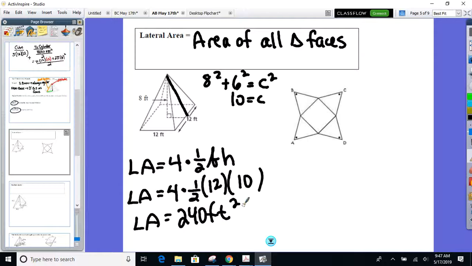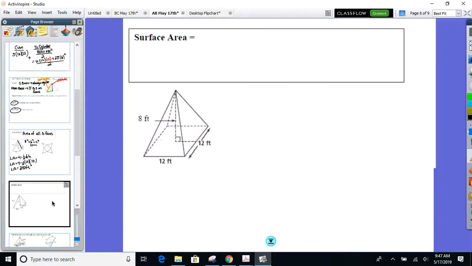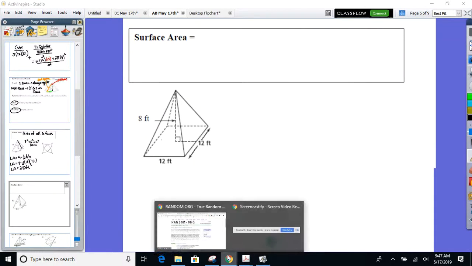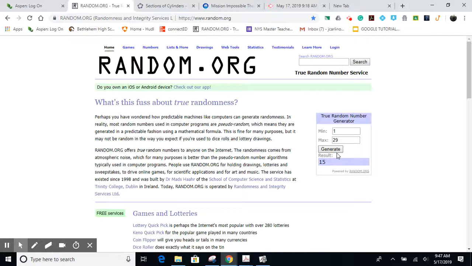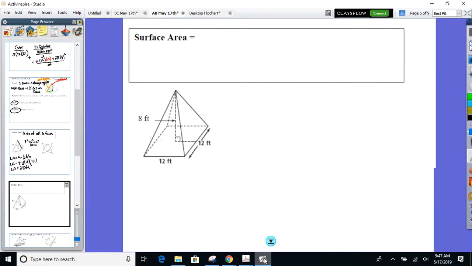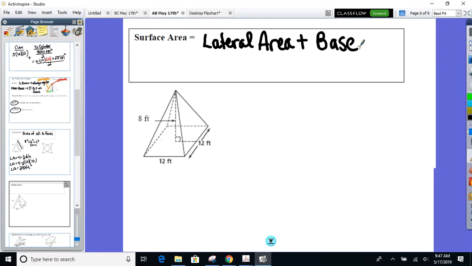All right, what about surface area now? Describe to me yesterday. What was surface area from yesterday? Make this a little easier on us. What was surface area yesterday? Okay, you said base is. Today, though, it's just base. So it's going to be your lateral area plus the base. Singular.